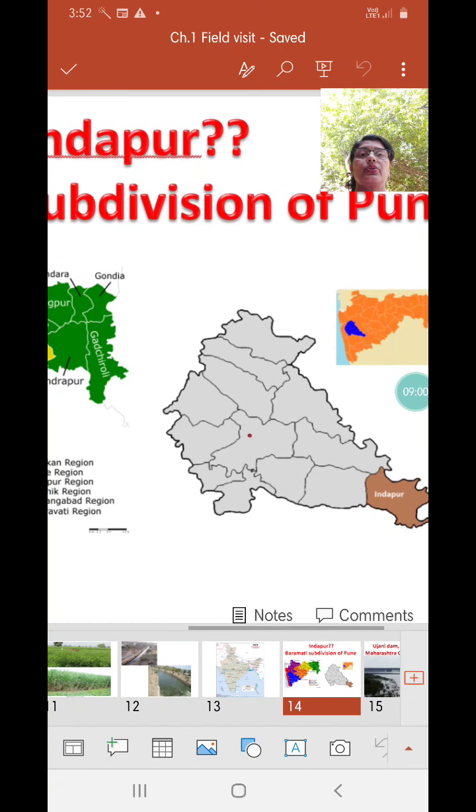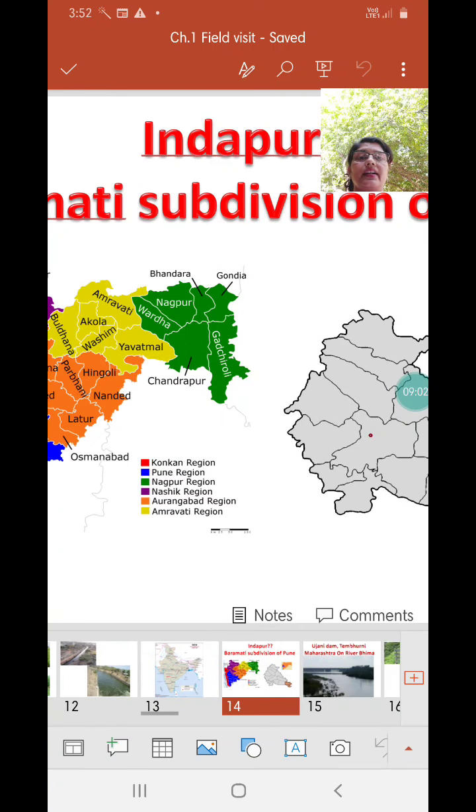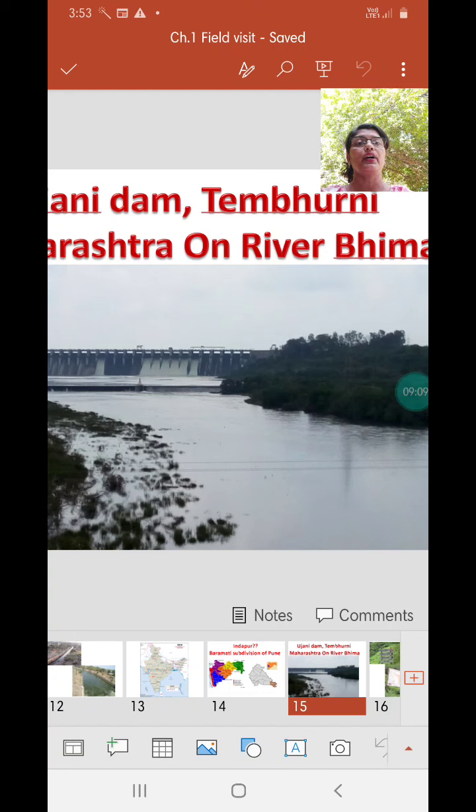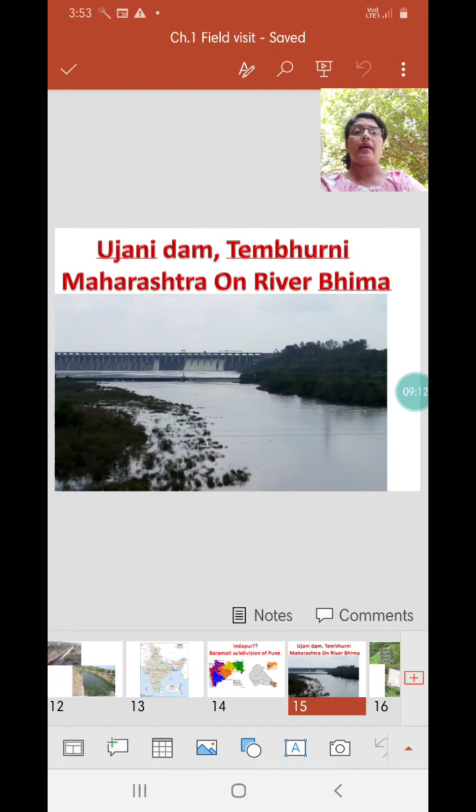Here I would like to show you the Ujni Dam that is situated here in Temburni, Maharashtra. It is a dam constructed on river Bhima. Now what type of dam is this? Is this water used only for irrigation? No. It's used for electricity generation. It's also used for many other reasons, for transportation, then probably also for gardening. So as a result, this type of dam is called a multi-purpose dam.